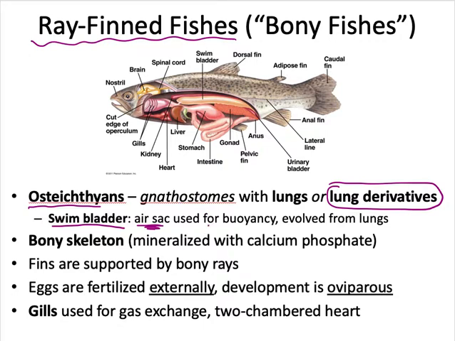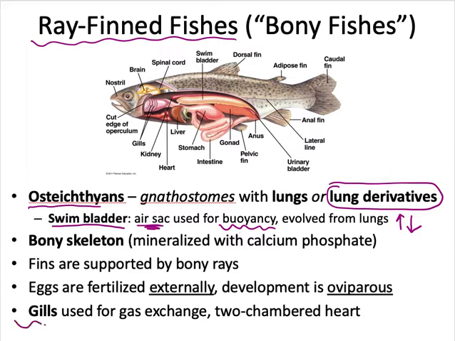Instead of this being used for gas exchange, it's used for buoyancy. When you fill with air, you become lighter and you go up in the water column. When the swim bladder deflates, it loses that air, it gets more dense and it'll go down in the water column. So fish can control their position in the water column by pulling gases out of water into the swim bladder. So holding or expelling gases.